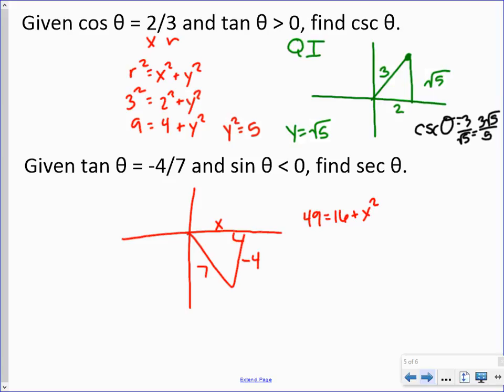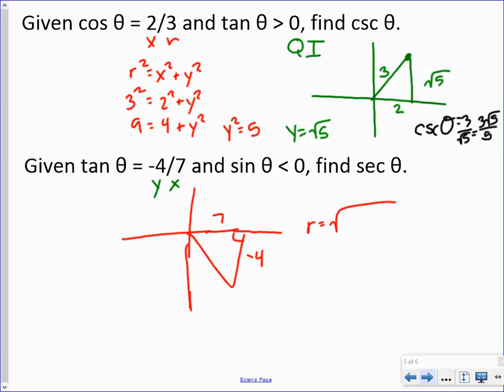I labeled that wrong, didn't I? Tangent. Whew, it's crunchy. This is y over x, yes? I did it. Callie's like, you can do it, Miss Cronky. Thank you. I appreciate your support.